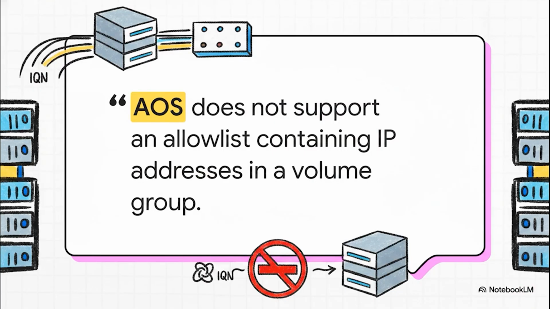So the crucial point here is that AOS absolutely does not support using IP addresses in a volume group allow list. You must use the IQN. And why is that? Well, because an IP address is inherently mutable. DHCP leases expire, networks shift around, and IPs are honestly highly vulnerable to spoofing. An IQN, on the other hand, is a hard-coded, unique cryptographic identifier for that specific initiator. If you see a multiple-choice answer suggesting you should secure a volume group by typing in an IP address, recognize it immediately as a trap and just eliminate it.